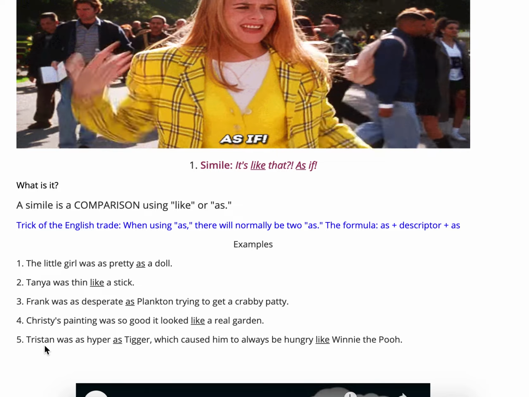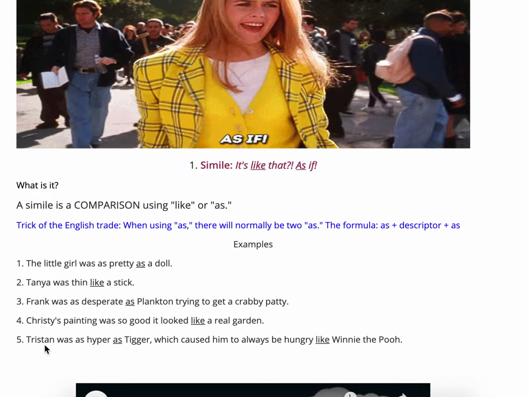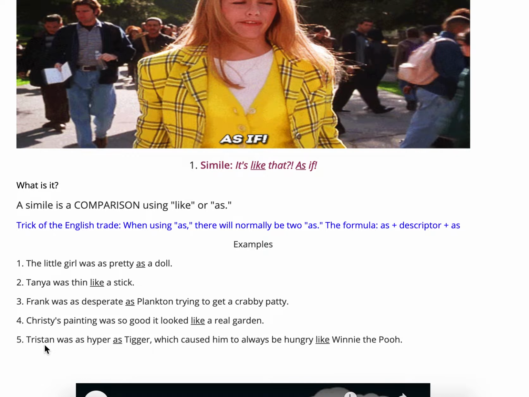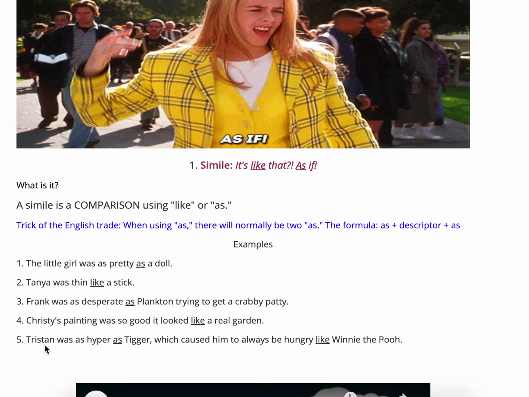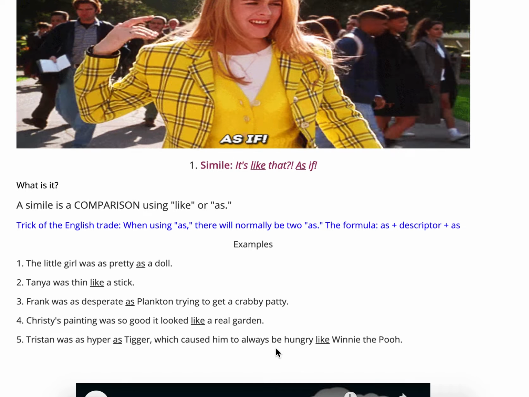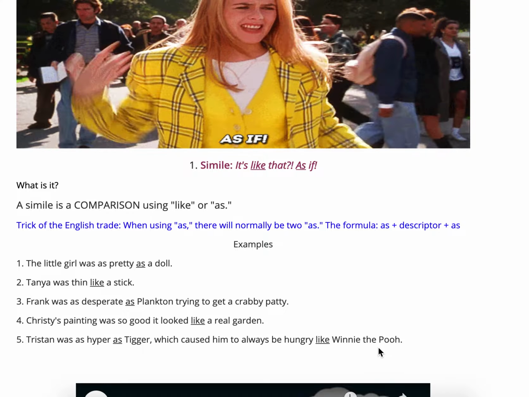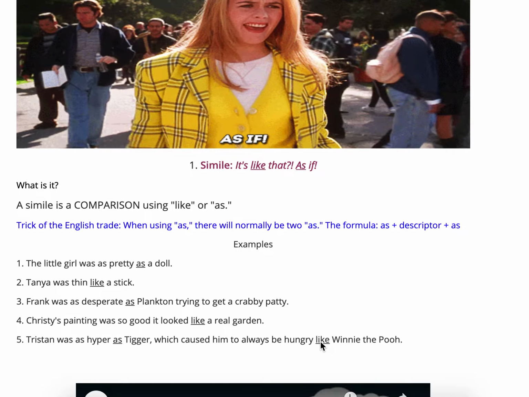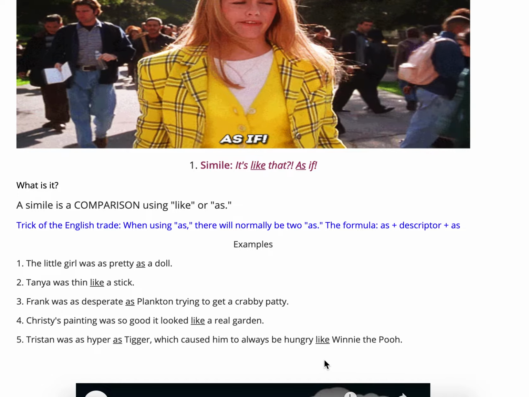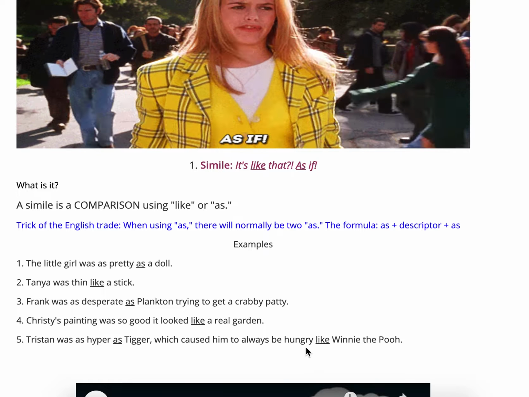And just so you know, Tristan is my youngest son, and he is crazy. I love him to death, but he's insane. And he's always moving, always jumping, which causes him to be like Winnie the Pooh, who is always hungry. So I'm comparing him to both Tigger and Winnie the Pooh, using both as and like.